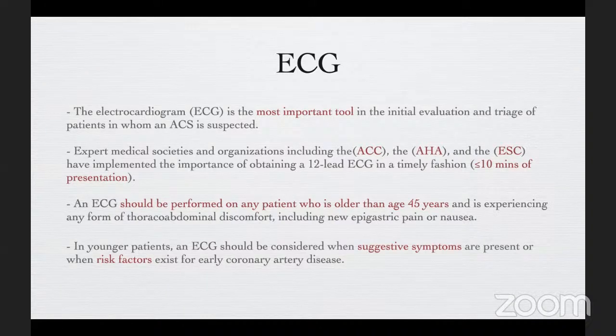Because symptoms of acute MI might be subtle, an ECG should be performed on any patient who is older than 45 years and experiencing any form of thoracoabdominal discomfort, including new epigastric pain or nausea. In younger patients, ECG should be considered when suggestive symptoms are present or when risk factors exist for early coronary disease. So the ECG is a rapid, low risk, relatively low cost measure.